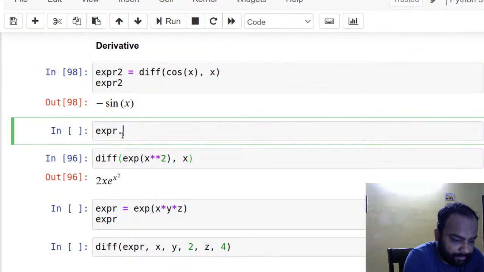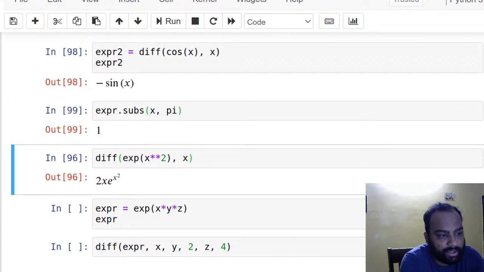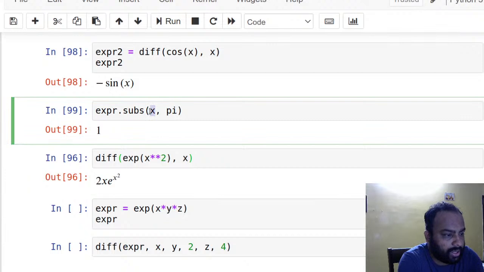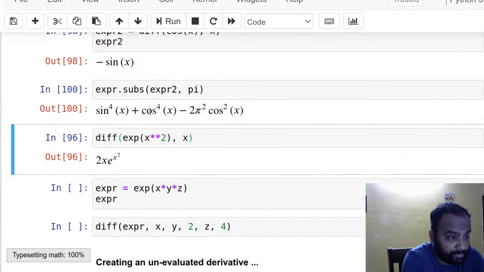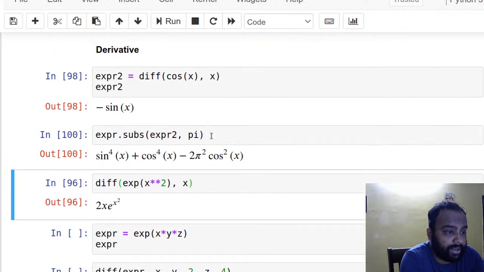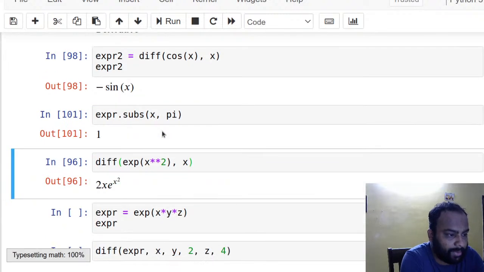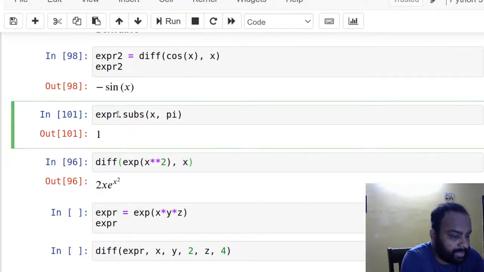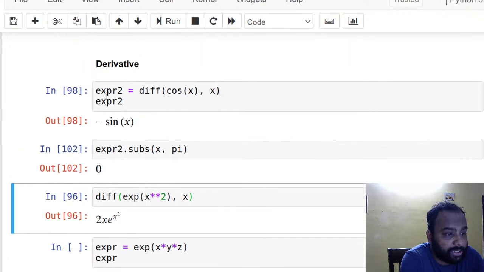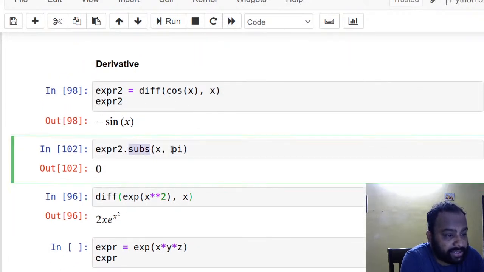You can do subs and say, for example, I want to evaluate expression 2 at the point pi. I took expression 2 and substituted x with pi, so I have evaluated this result here. So I can do this evaluation as it suits me, right? I can do that without any issue.